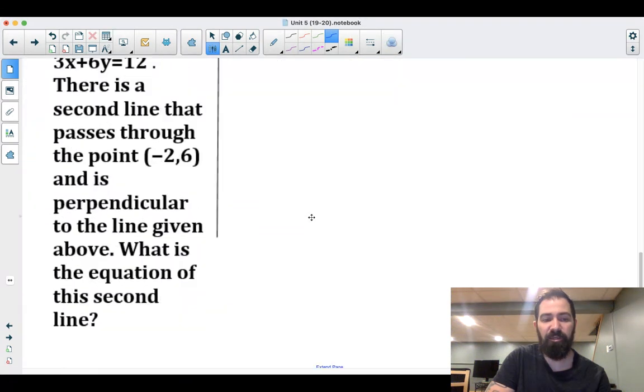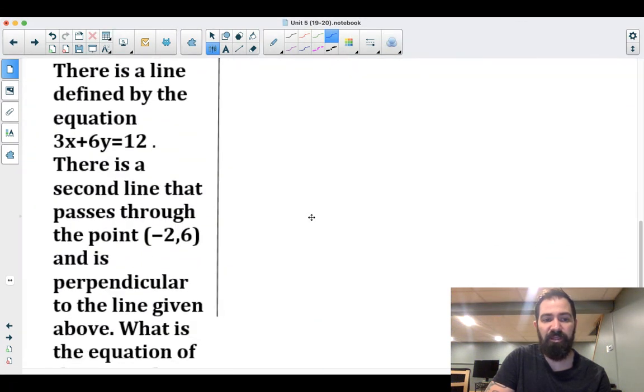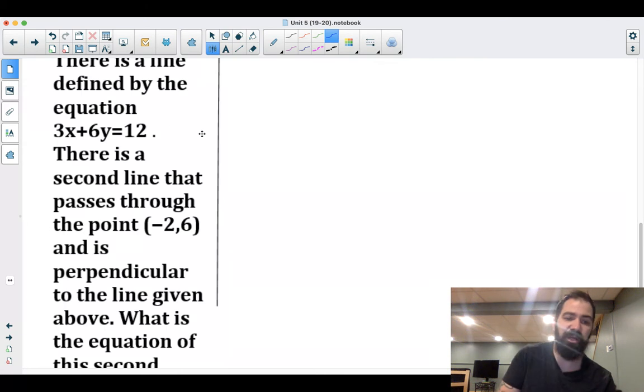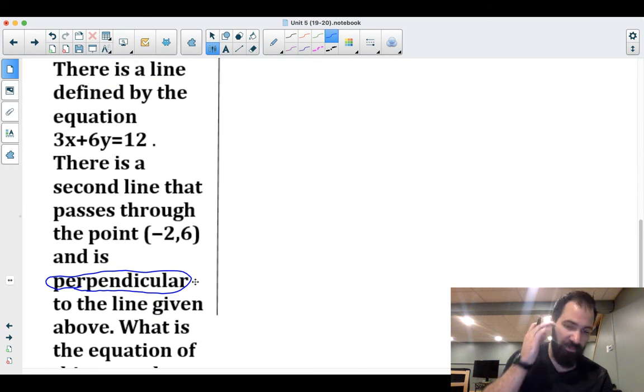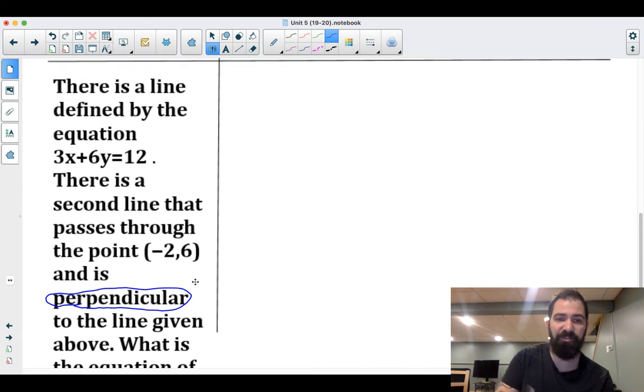Last one here. There is a line defined by the equation 3x plus 6y equals 12. There's a second line that passes through the point negative 2, 6, and is perpendicular to the line given. What is the equation of the second line? Well, this one's a little bit harder. It's not in y equals mx plus b form, so we need to solve it first.